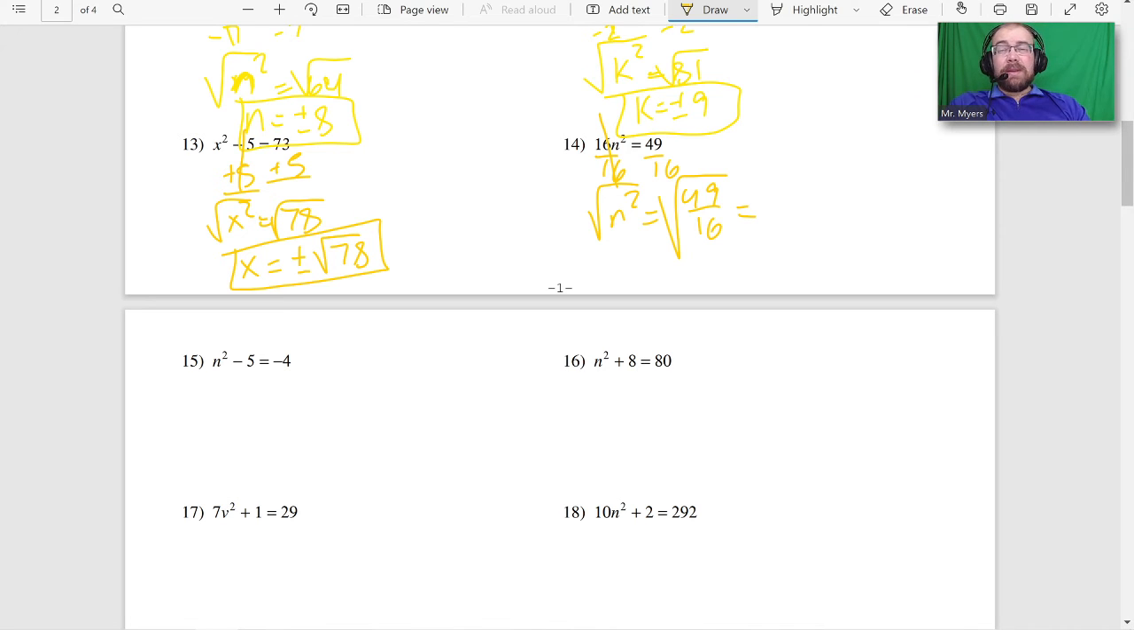That'd be fine. If you can't use a calculator, this is what you would do. You take the square root of the top. The square root of 49 is 7. The square root of 16 is 4. And then plus or minus.